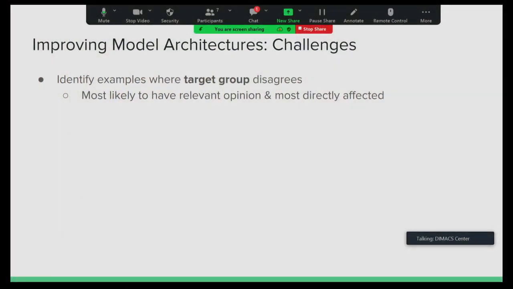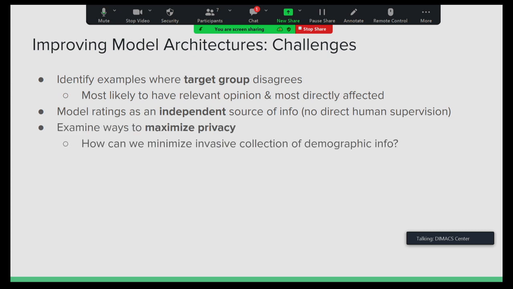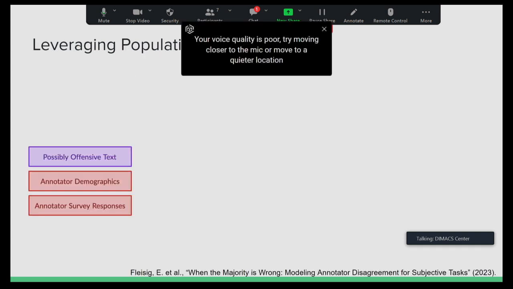So for this application, there's sort of 3 challenges to look at. One is identifying examples where the target group disagrees, since they're likely to be affected. Modeling these ratings independently from human supervision. And finally, looking at ways to maximize privacy. We can model annotators based off their demographics, but that also involves learning people's demographics. And so this is going to basically be a 2-module process that's going to be combined to get this information.